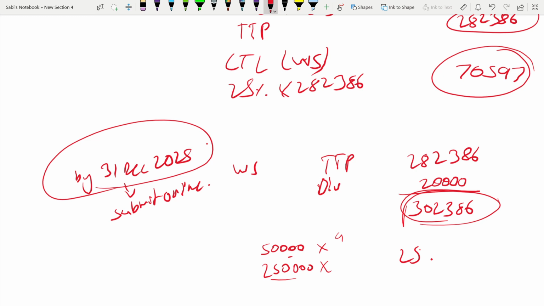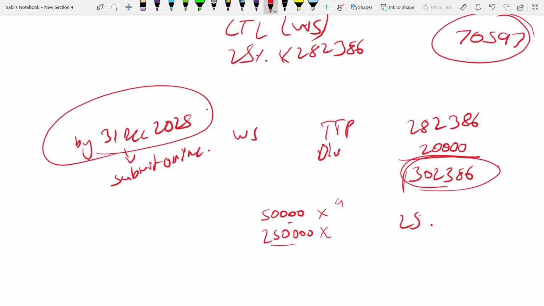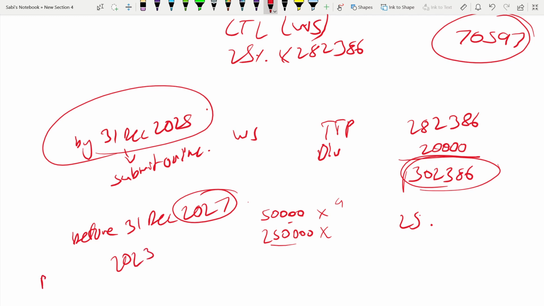If there is an error, then what happens? They can claim for relief before 31st December 2027, being 4 years from the end of the accounting period. When is the accounting period? 31st December 2023, right? 4 years from this is 2027. 31st December 2027. So if they make an error, they can make a claim for this relief before this date, 31st December 2027.